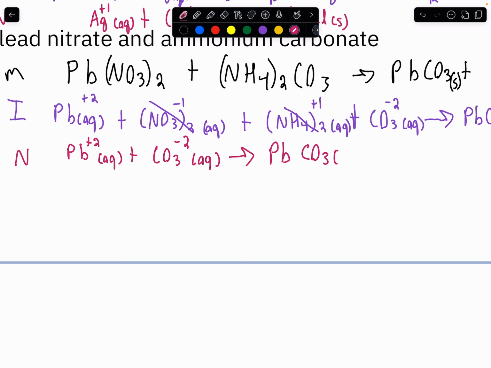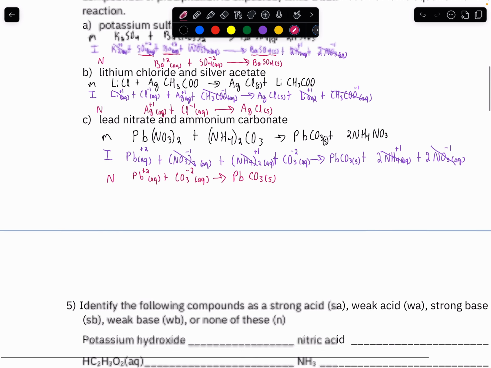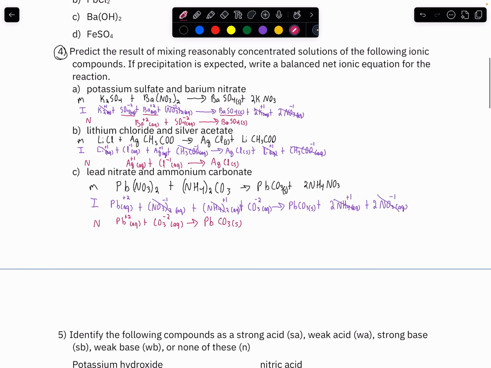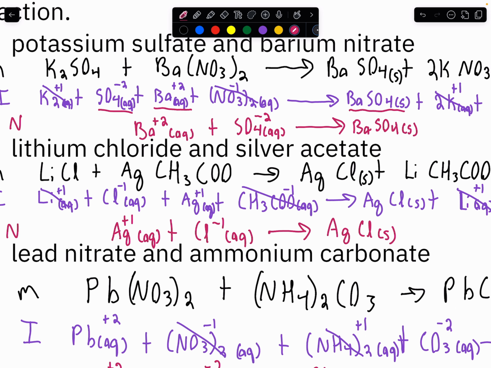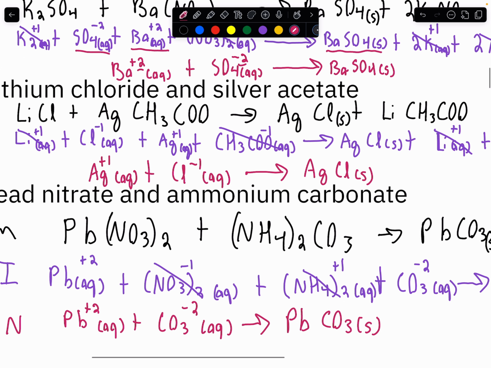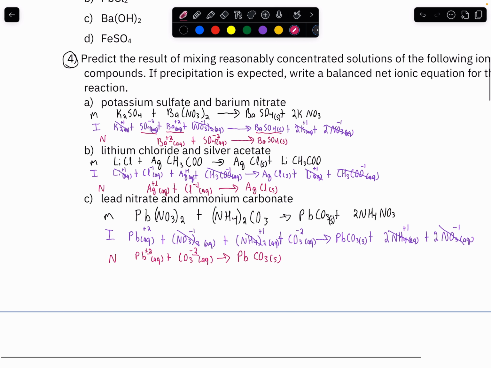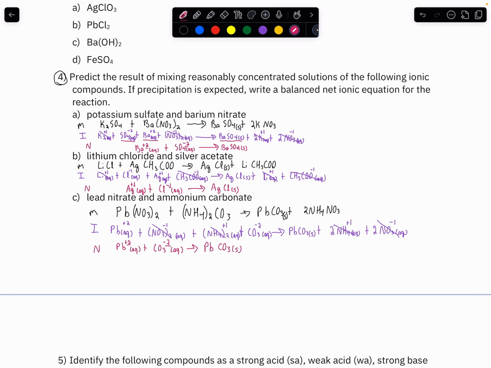After finishing this problem, I want us to notice that our charges every single time balance out to 0. So 2 minus 2, 1 minus 1, and 2 minus 2. And that's another thing to check to make sure that your net ionic equation is actually a feasible reaction.